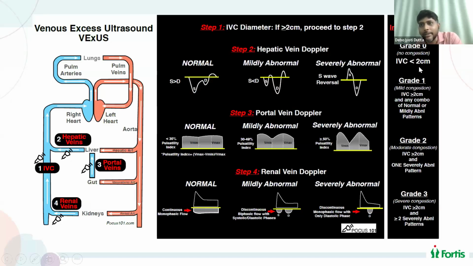Now this is a scoring system. Anyone having an IVC more than 2 and any combination of normal waveform or mildly abnormal pattern will be grade 1. Anyone having one severe pattern in any of the rest of the windows will have grade 2, and if we have two or more severe waveform patterns, it will be grade 3. Grade 2 and grade 3 correlate very well with cardiac renal dysfunction after cardiac surgery and also increased mortality in acute decompensated heart failure patients in the intensive care unit.